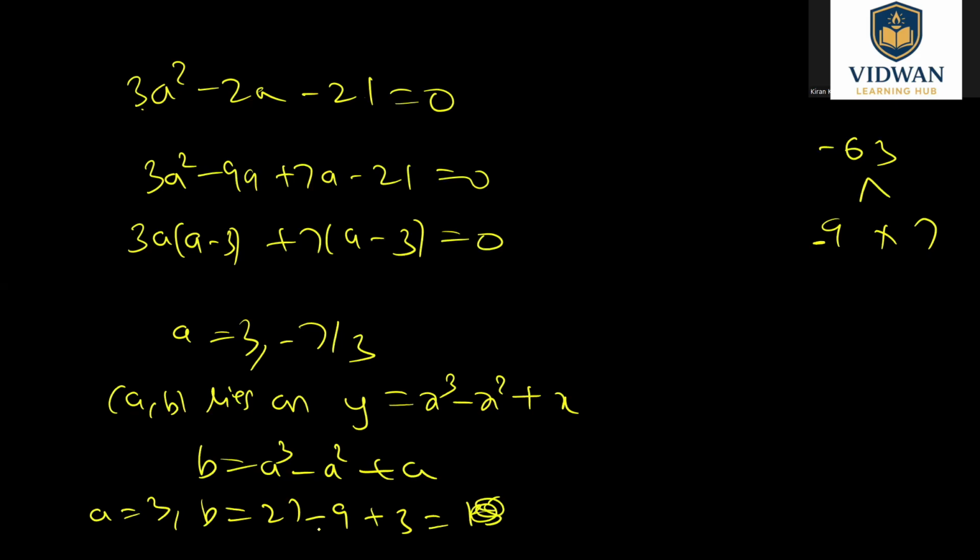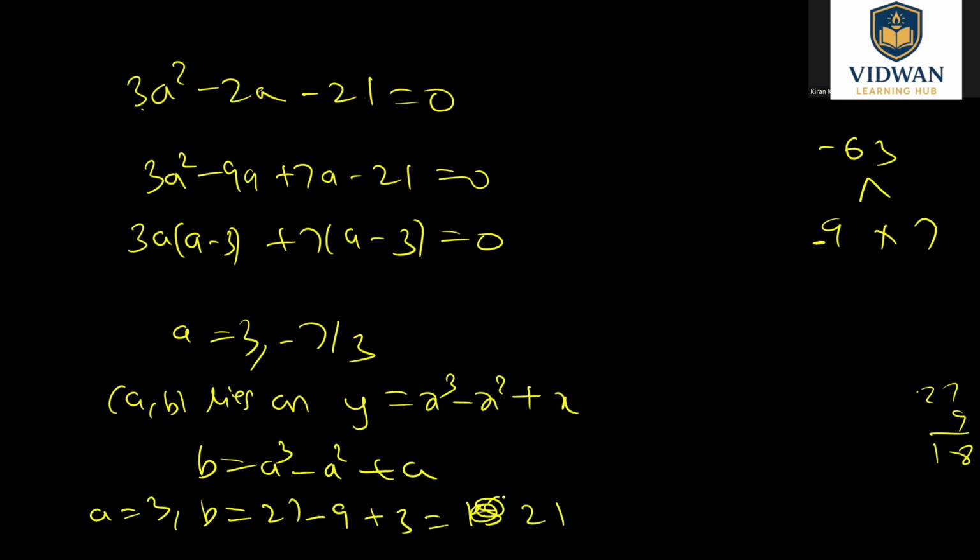No. What is the value you are getting? 27 minus 9 is 18. 18 plus 21. How much is this? Sorry. 18. 27 minus 9, you look at 18 plus 21. Correct.